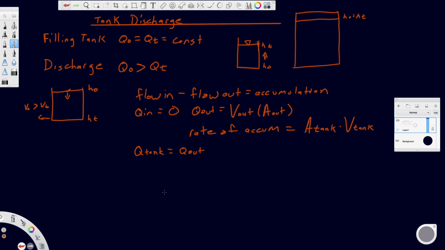Okay, so I think the area of the orifice and the tank are pretty apparent. What about the velocity of the tank? Well, that is going to be, as we've mentioned, the rate of change of the height of the fluid, basically, right? So the rate of change of the height over time.